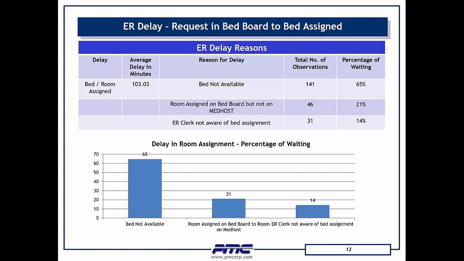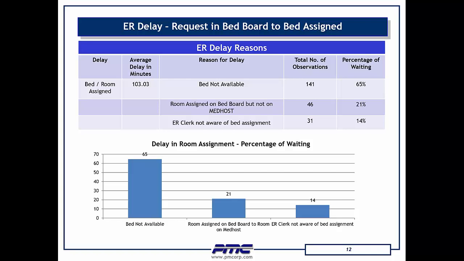One of the key constraints was bed not available. So basically, there were no beds in the hospital for the patient to be assigned. So that was causing one of the delays for bed not being assigned. And the other two were room assigned to a bedboard. There were a couple of systems they were using. A room was assigned, but the RN in the ER couldn't see a room assignment for the patient in a software called MedHost. Only when an RN can see a room number assigned to the patient could the patient be released from the ER.